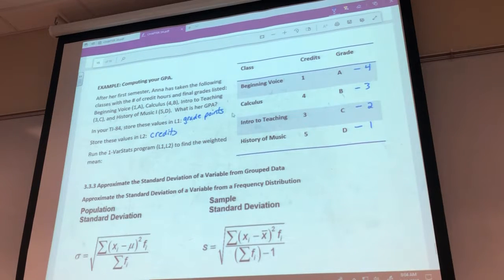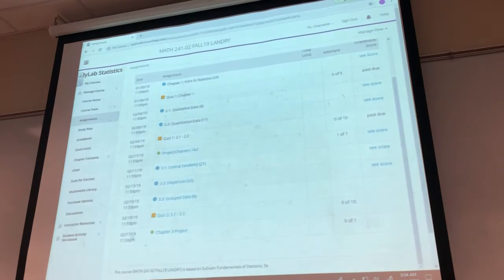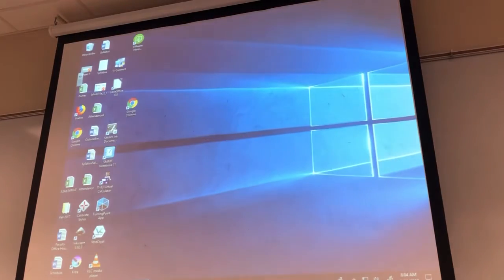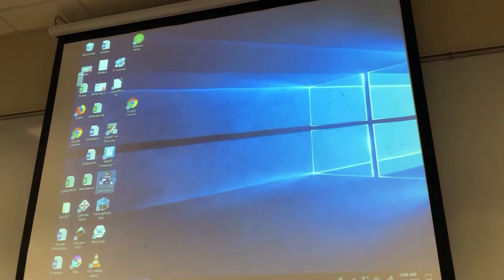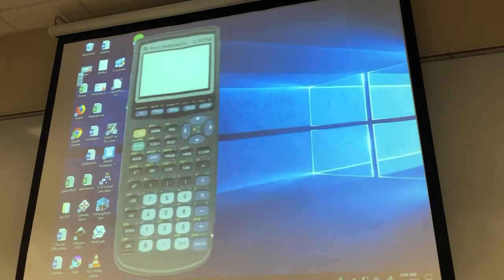So when I gave this test last time, a lot of people missed this problem because I had one like this on the test. They went through and they put in this in L1, this in L2, and then they forgot to, when they run their 1-bar stats, to include both the L1 and the L2.